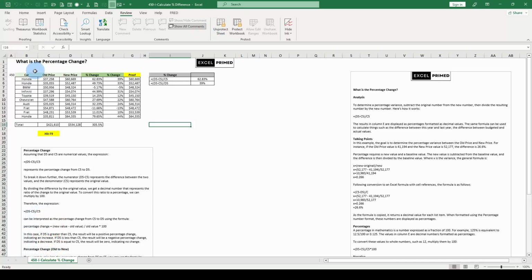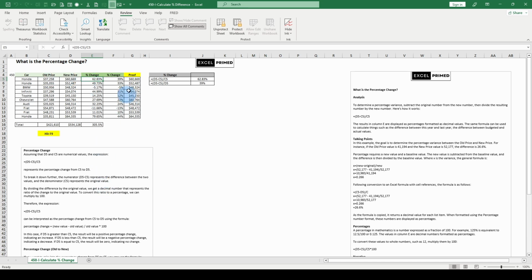Here we have old prices and new prices. We want to figure out that percentage change. We're going to look at D5 minus C5 divided by C5. That's just the new price minus the old price divided by the old price.